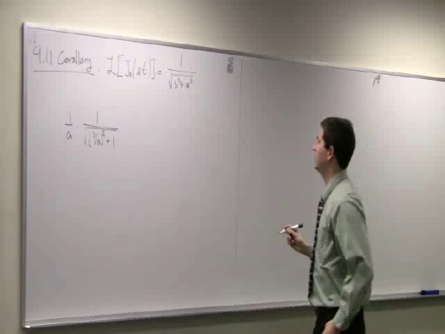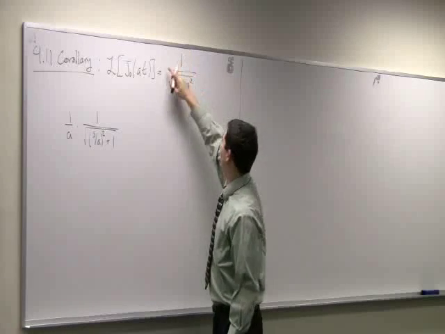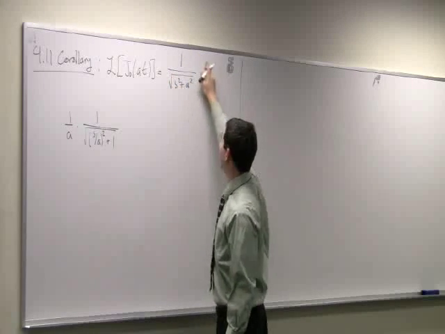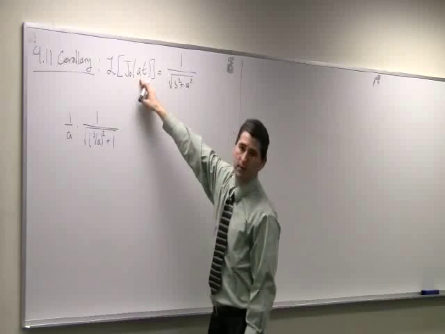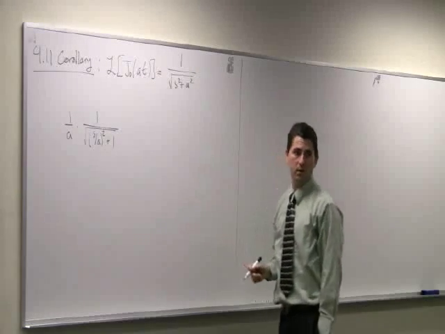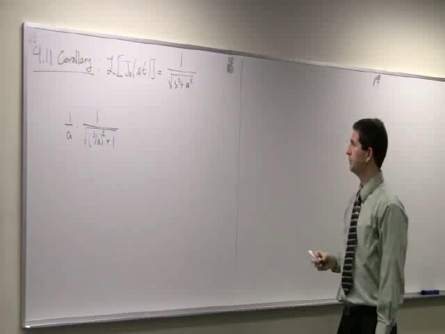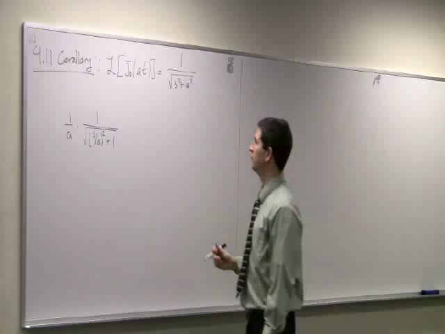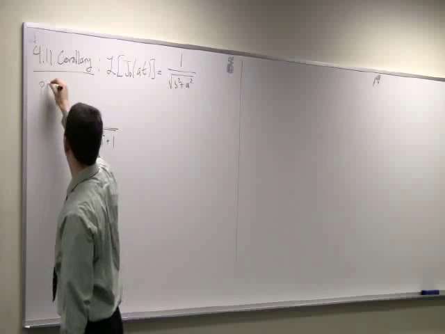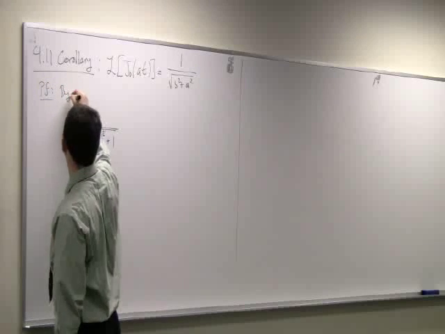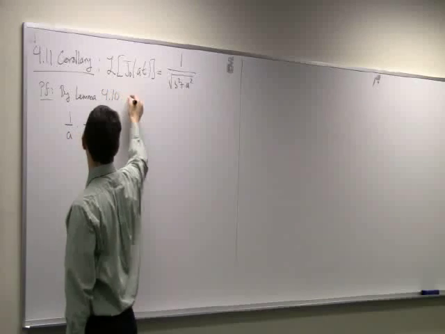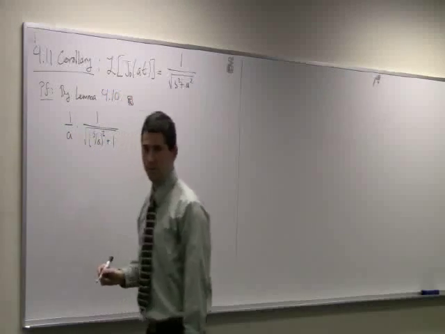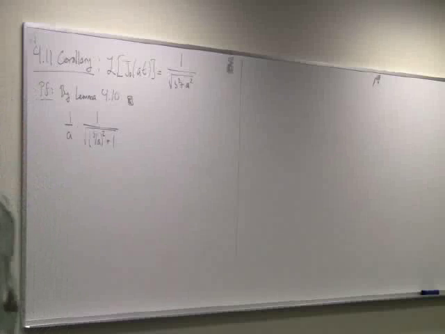So now you know what to do if your Laplace transform spits out something that looks like this. It just comes from this nice Bessel function, scaled by a. Okay, so proof by lemma 4.10. Any questions?